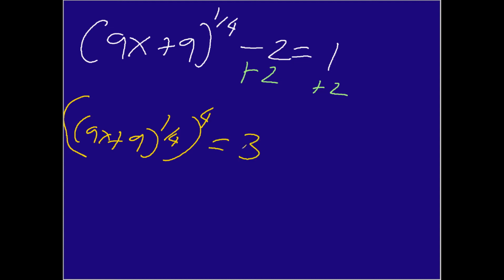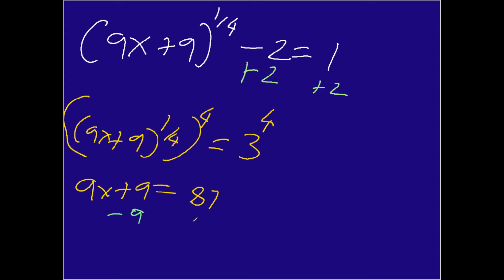And so essentially what happens is this: the 1/4 and the 4, they destroy each other. And of course, whatever I do on the left side, I have to do on the right side. I forgot to mention that. So I also raise this to the 4th power. So when we simplify this, we get the following. We get 9x plus 9 equals 81. That's what we get. And so now we subtract 9 from both sides.